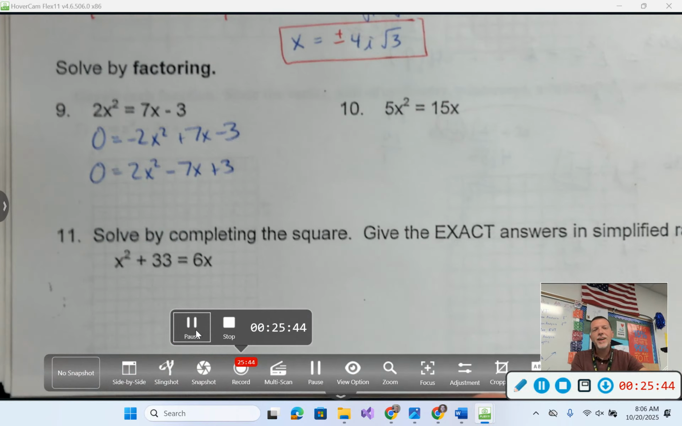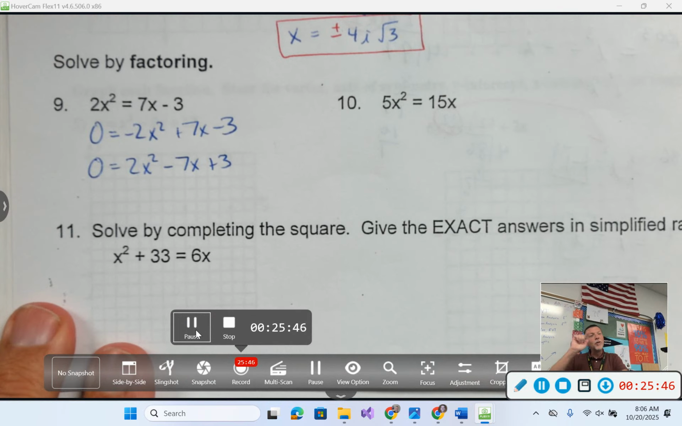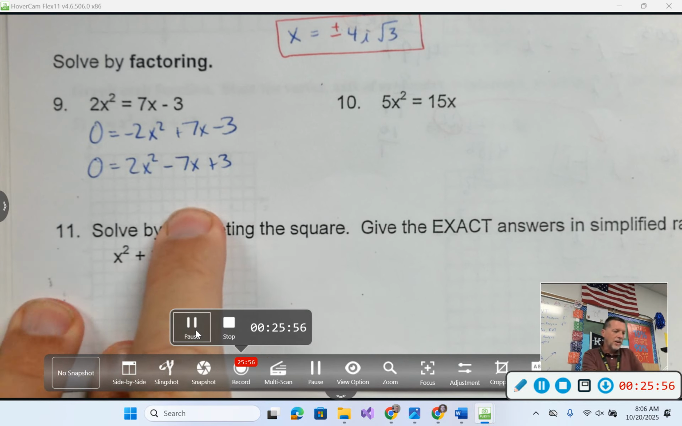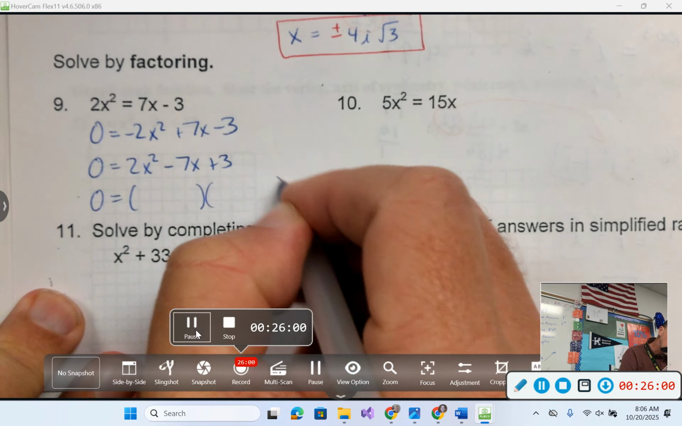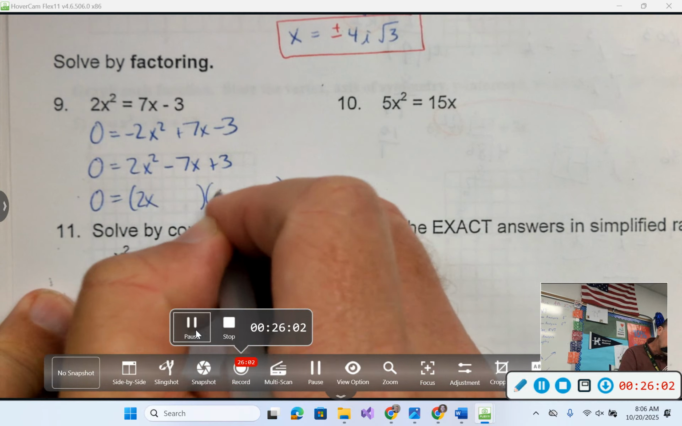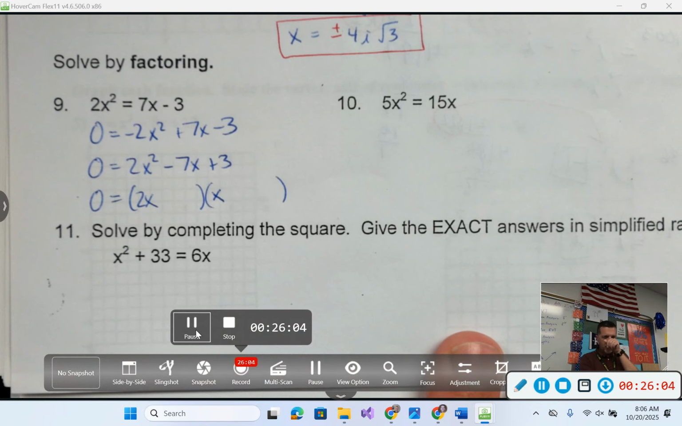So it's kind of up to the person. Like Layla wanted to move only one thing over and then fix the negative. That's fine. Somebody else, like Ava, might have wanted to move the 7x and the 3 over. That way the 2x squared is positive. Either way, you land there. Now for the fun parts. It's got to be 2x and x.